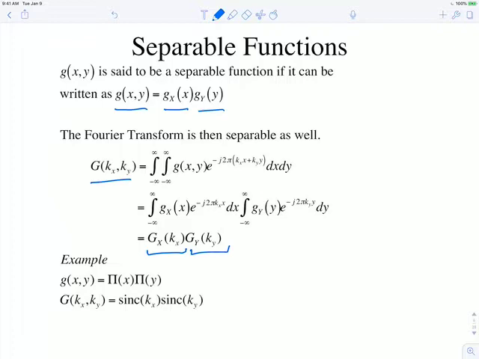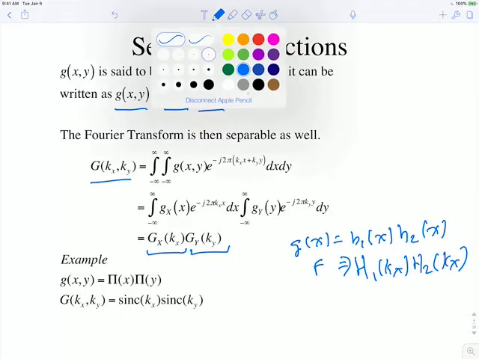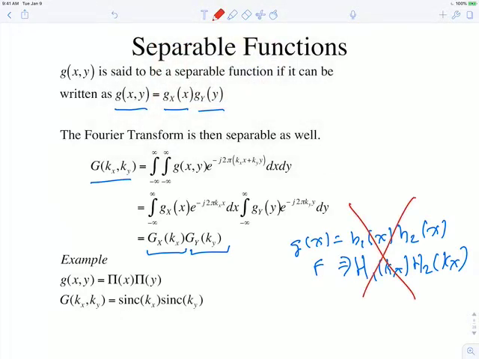Now, one common mistake people sometimes make is they might say, if I have a function g of x, and I can write it as two functions of x, it's tempting to write the Fourier transform as h1 of kx times h2 of kx. But that turns out to be not correct. So that's not the separability property. This has to be the x, this has to be the y. They have to be two different variables.